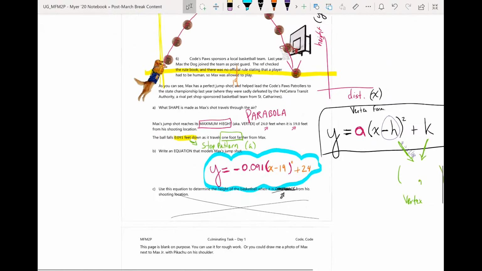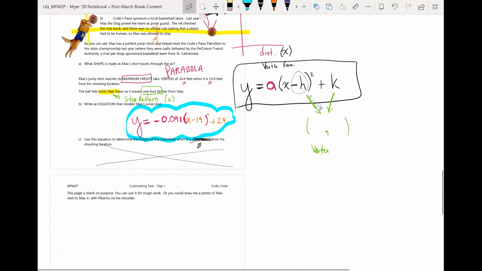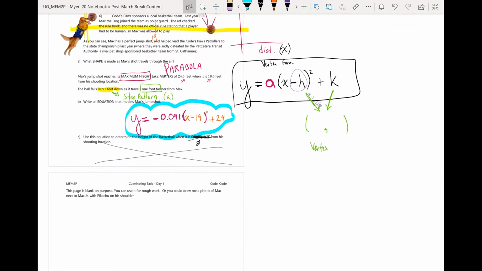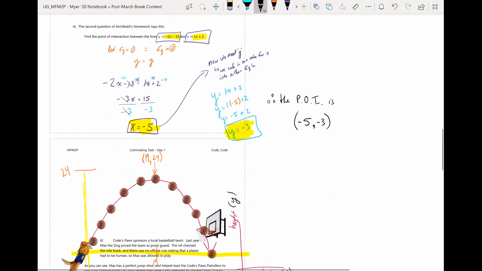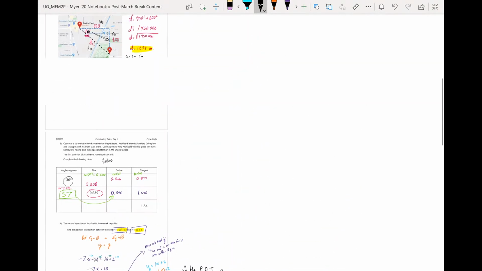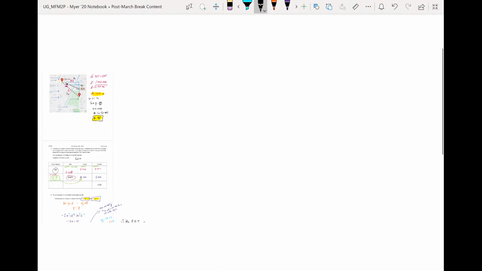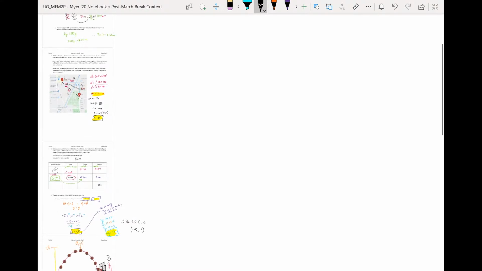So that's it, except for the last part, which says, in this case, we could draw a photo of Max next to Max Jr. with Pikachu. Max Jr. is not in this because I removed that question, but with Pikachu on his shoulder. That would be difficult, and my drawings would be pretty bad. So in any case, that's how you do this first culminating. The numbers that you have will be different, but generally the questions are the same idea. So follow that same process, and you should be good.